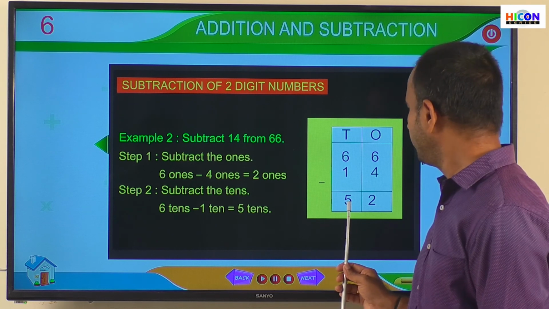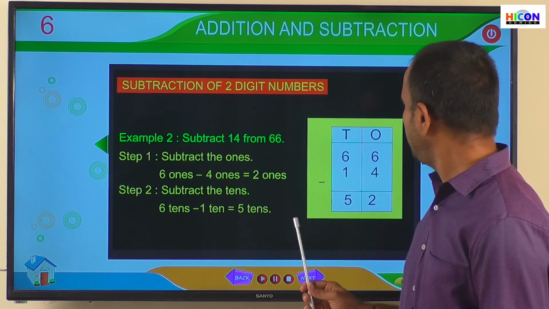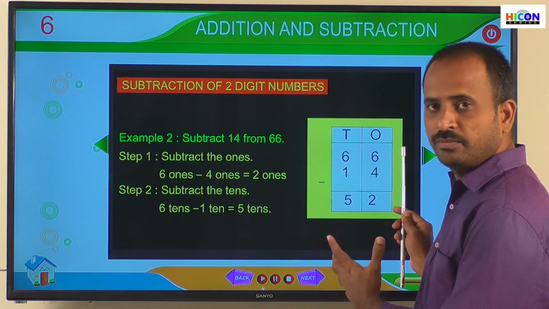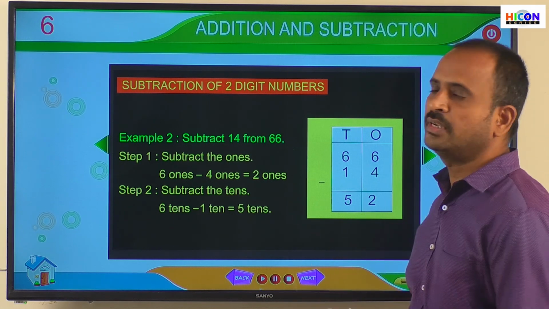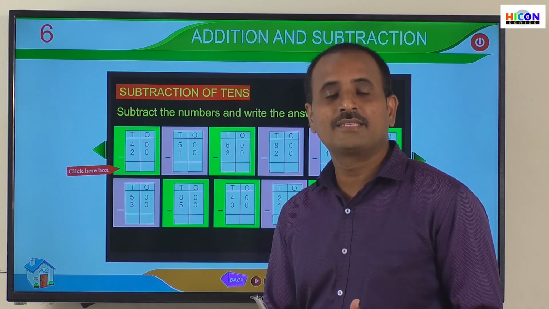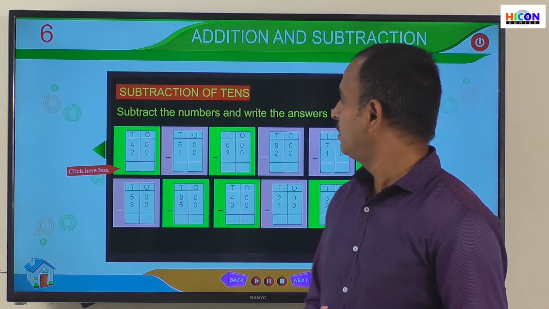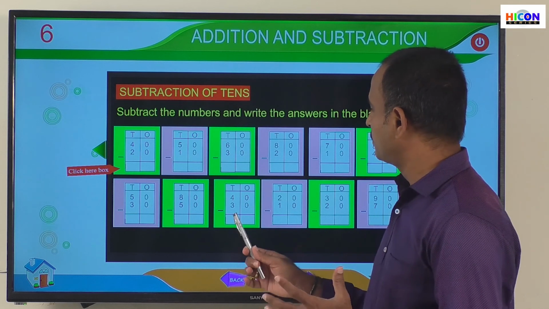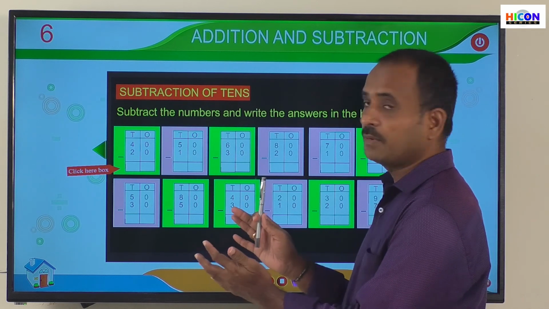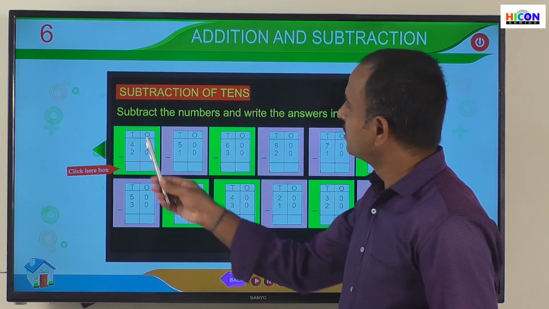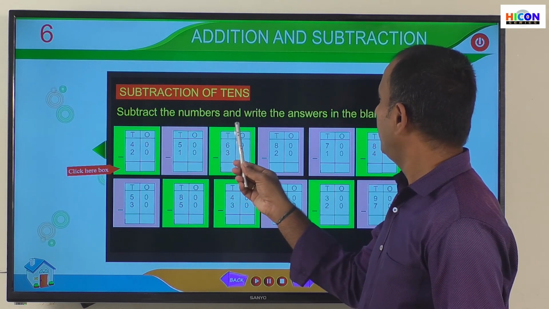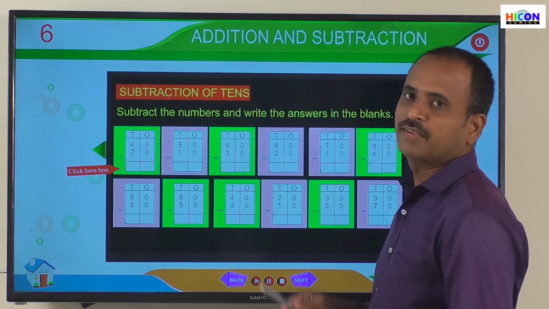The answer is 52. So children, in this way, first you have to start from ones place and next you go to tens place. So children, let us practice some more problems on subtraction of tens. Look at the screen. Here you are observing some problems on subtraction of tens. That is, subtract the numbers and write the answers in the blanks.